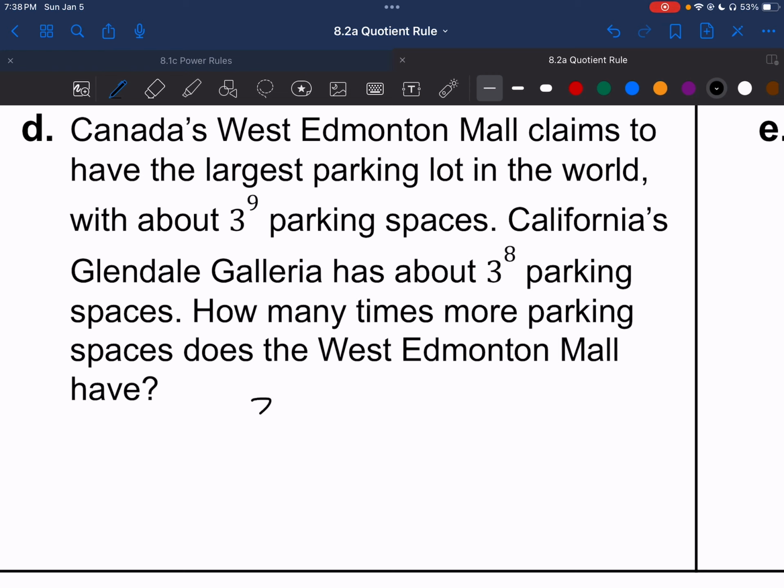So we have 3 to the 9th over 3 to the 8th. Where do I have more 3's? I have more in the numerator. How many more is it? 9 minus 8 is just going to be 3. So the West Edmonton Mall has 3 times as many parking spots as California's Glendale Galleria.